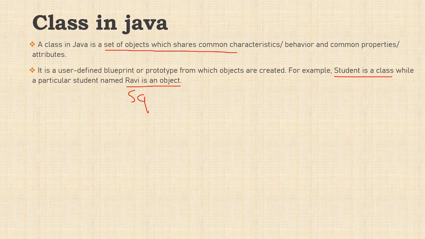Like this we can do. If you want to create a second and third, you can also create Rakesh as an object of the student class. Like this we can create multiple objects of that class. We can create multiple instances of that class, and that instance will be called an object. Now, properties of Java classes.